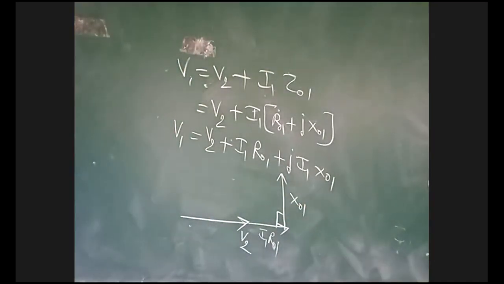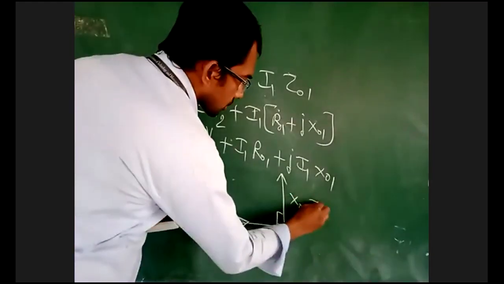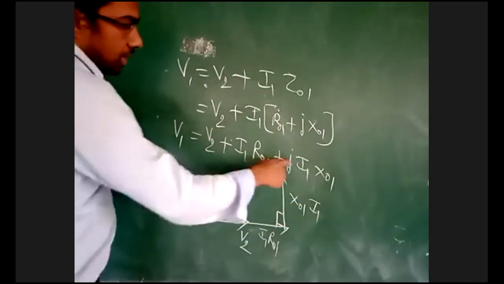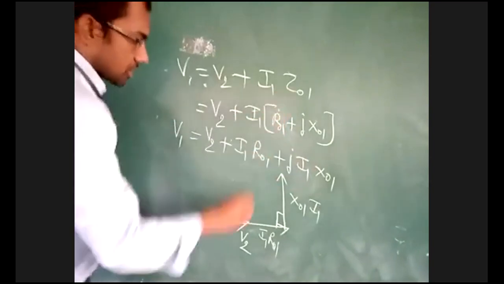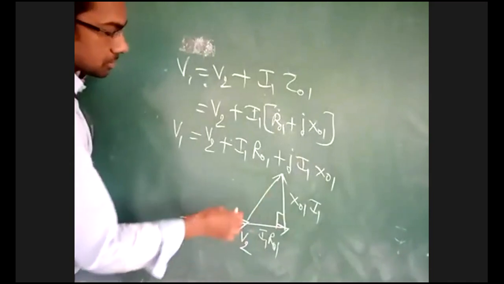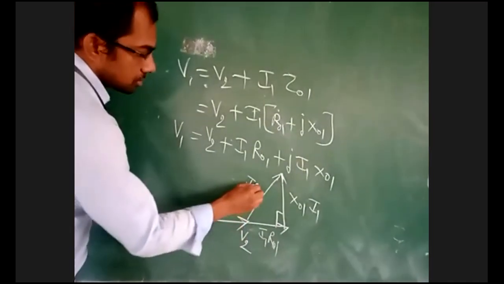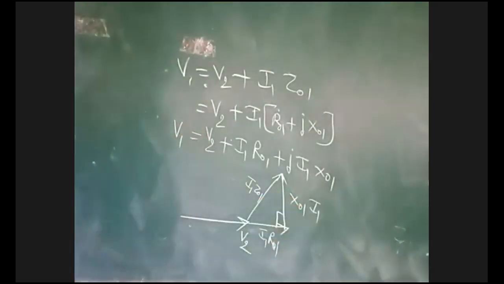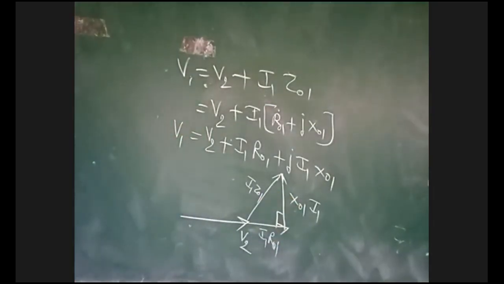See, resistance is taken on the x-axis. V2 plus I1 into R01 plus I1 into X01. R01 plus JX01, that is Z01. This is the voltage drop, I1 into Z01. Z01 is equal to R01 plus JX01.